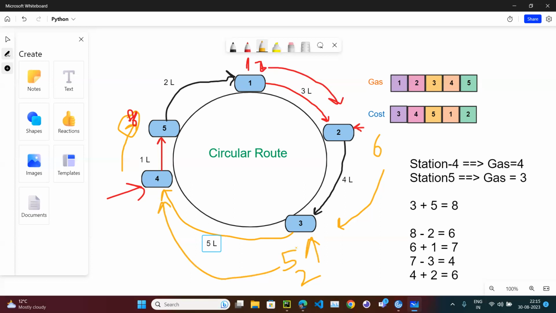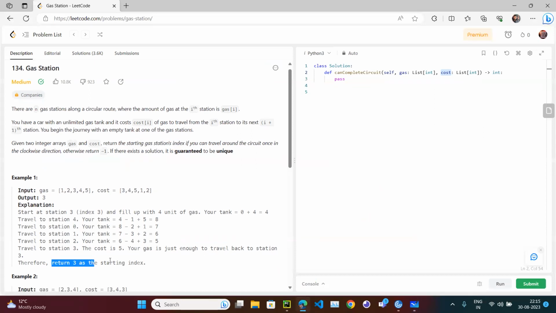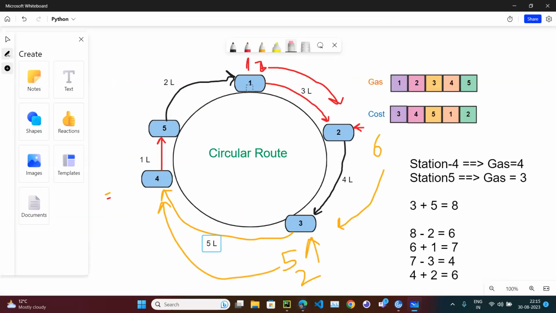Now we reach 4, because we need 5 liters of gas and 5 liters is all that is required. So we started from 4 and we reached 4. It means we completed one circular route and our starting point is 4. So we need to return the index. What is the index, of 0, 1, 2, 3? So 3 is the index.